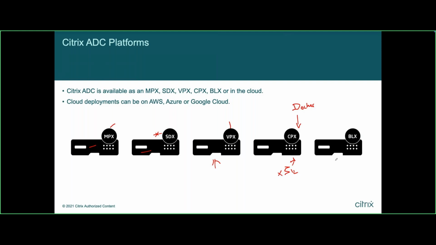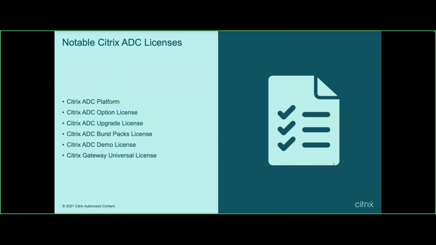And this is BLX. This is your bare metal Linux virtual appliance. And you can have your platform license. This is for the physical appliance that will enable all the features, your SSL also and your VPN connections. You can buy the bus pack. You have an option license. That means you can buy this license and open a certain feature.